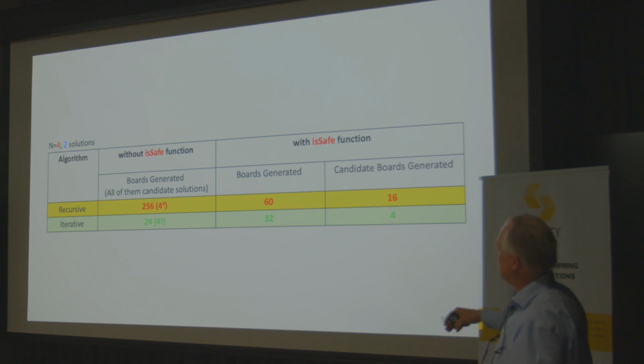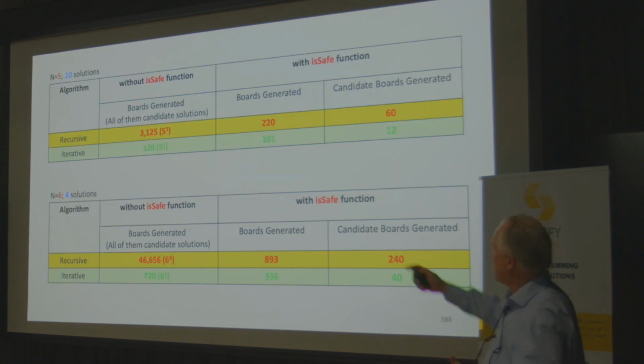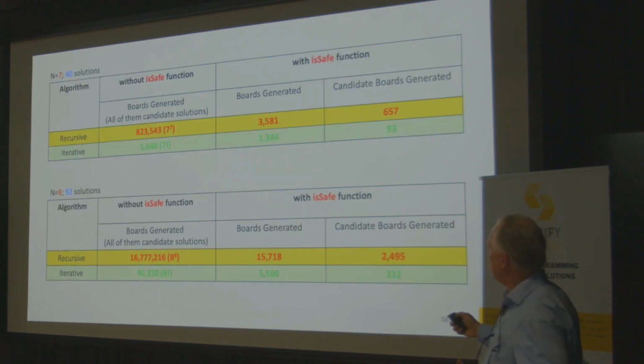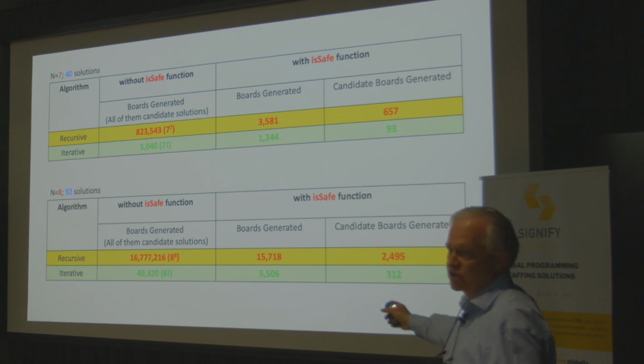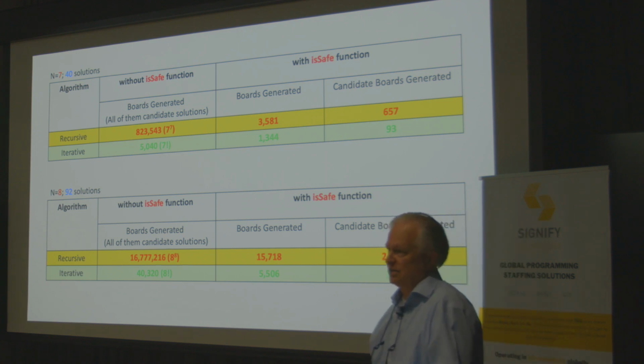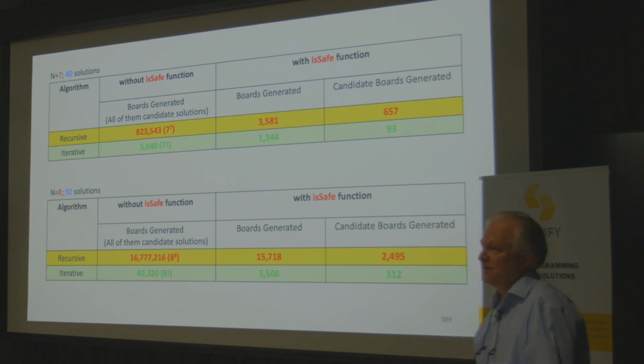Now, this difference persists and it widens as n grows. So when you get to n is 8, for example, the recursive one generates 15,000 boards, the iterative one generates 5,000 boards. It's not an order of magnitude improvement, it's not very sexy, but still it's an improvement.